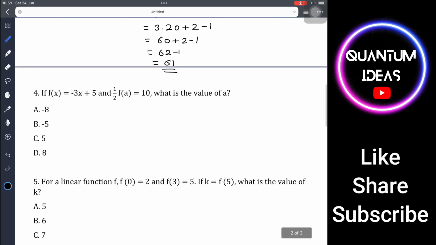So let's go to number 4. If f of x equals minus 3x plus 5 and 1 by 2 f of a is equal to 10, what is the value of a? You can see here 1 by 2 f of a. If the 2 goes to the next side, f of a becomes 20.